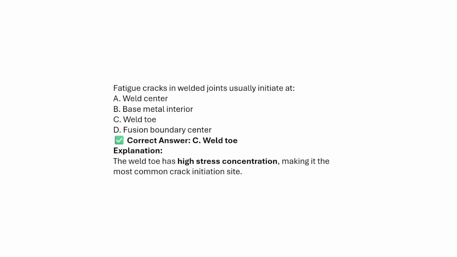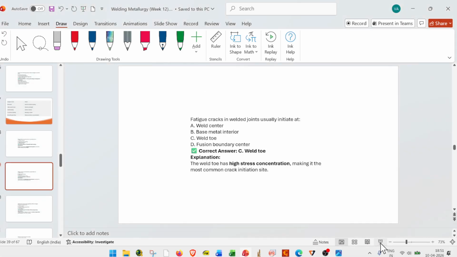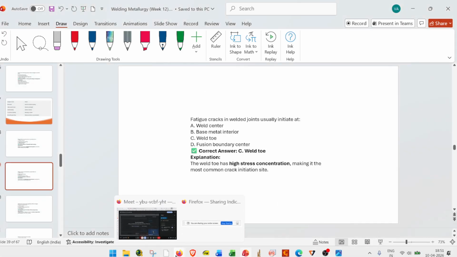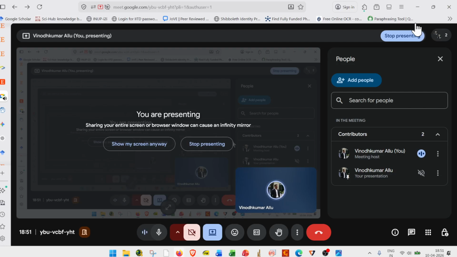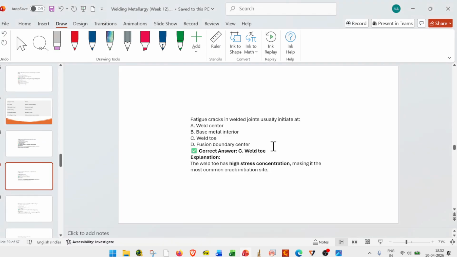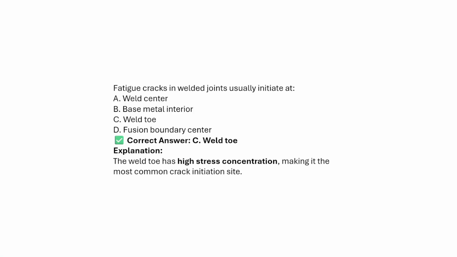The fatigue crack in weld joints usually initiates at the weld center, base metal interior, weld toe, or fusion boundary center. Answer will be the weld toe. The weld toe has the high stress concentration, which makes it the most common crack initiation site.